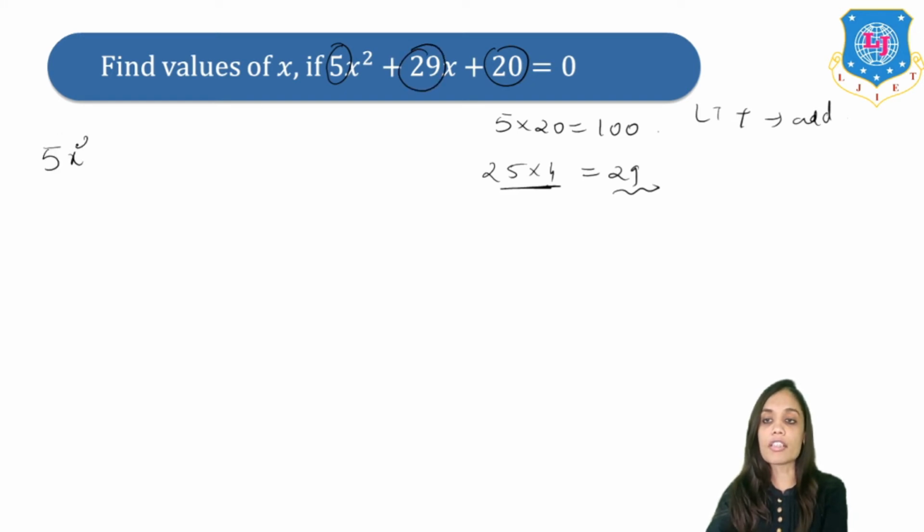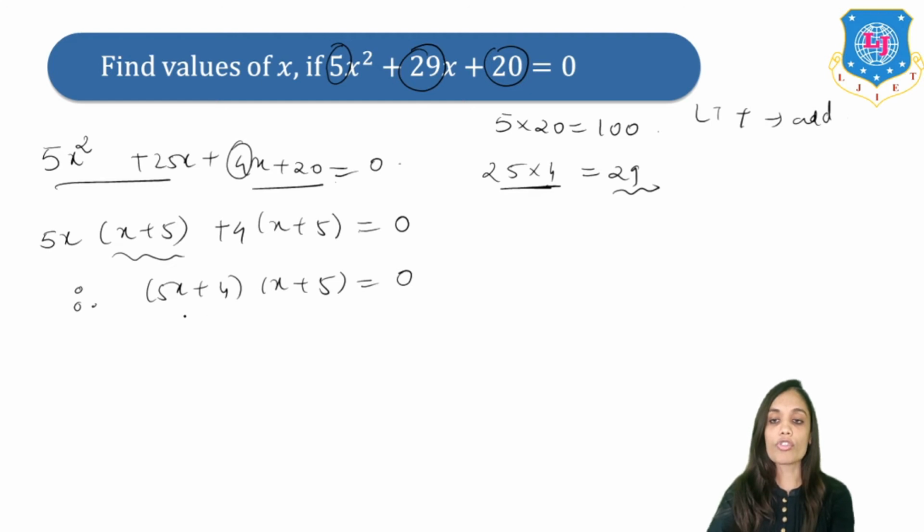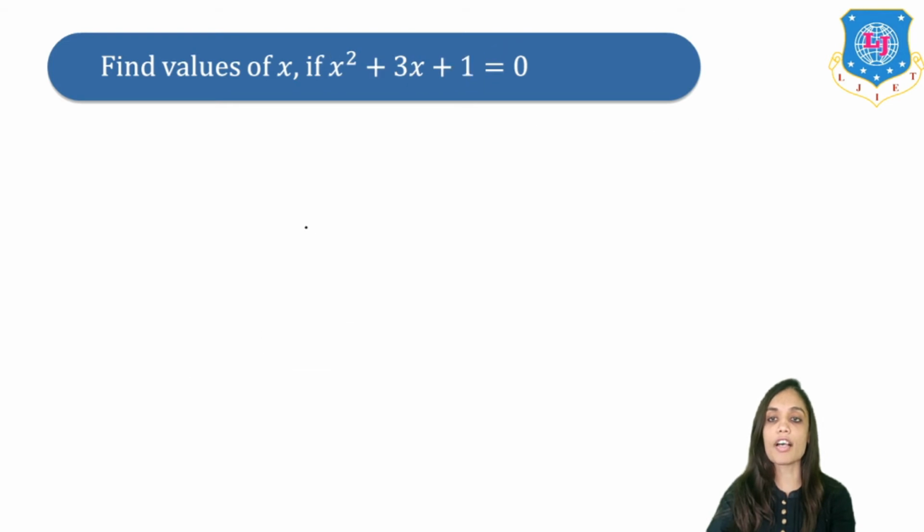So let us write in this manner: 5x square plus 25x plus 4x plus 20 equals 0. Let me take out common. From the first two terms 5x will be common, so x plus 5 will remain. Again write x plus 5, right? So if I take out the common 4, equals 0. So our factors will be (5x plus 4) into (x plus 5) equals 0. So the values of x will be minus 5 and minus 4 upon 5, which is our required answer. Let us go to the next example.